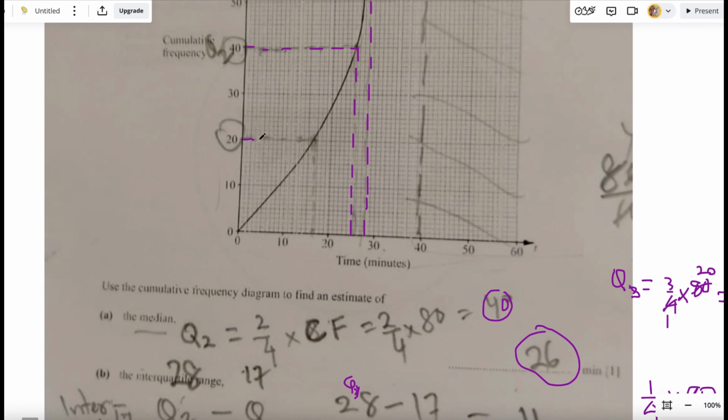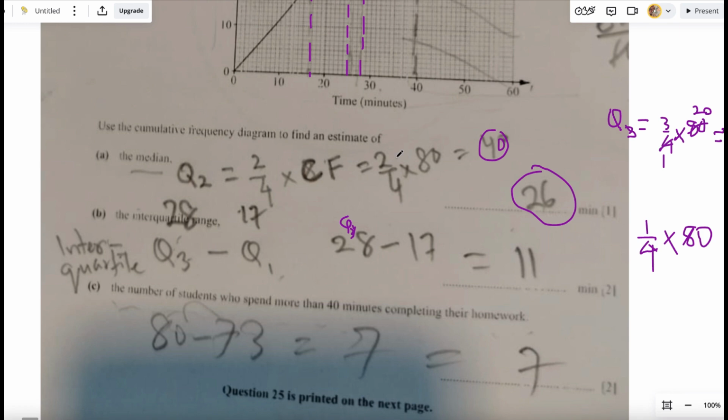Every time it lags like that, we lose a substantial amount of our work. So you trace it down. This will give us around 17. So Q1 is 17. So 28 minus 17 we get 11. That gives us 2 marks.